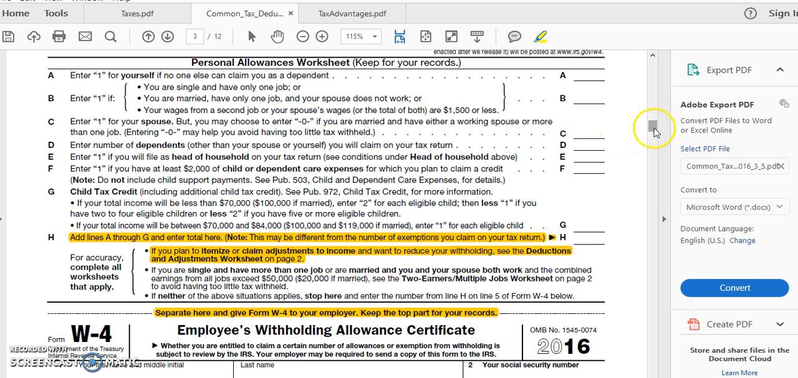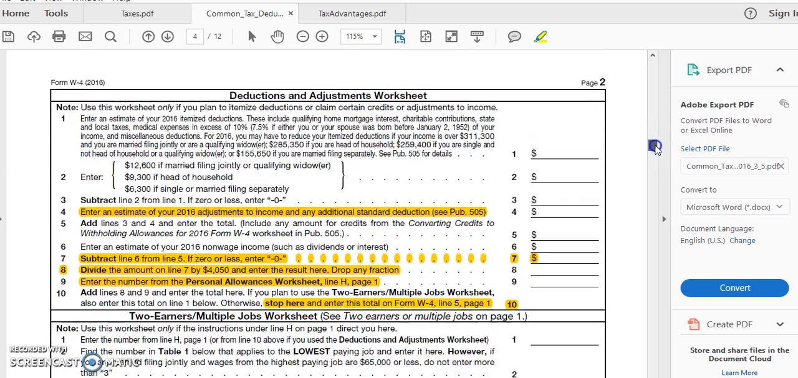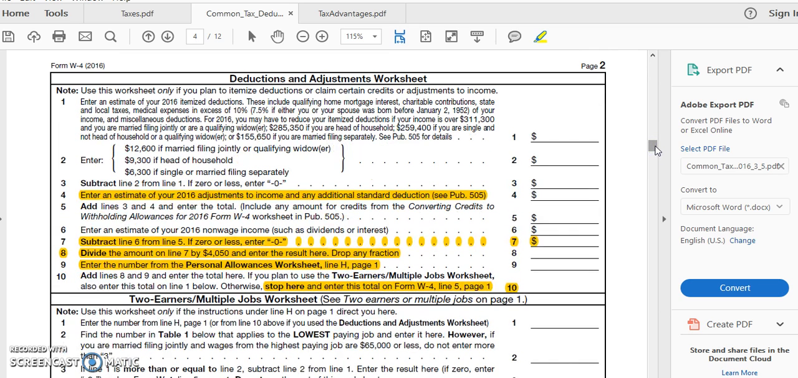So what we're going to do is go on to page 2 of the W-4. A lot of times, HR departments really don't give you much detail about page 2, but I'm going to show you now. Page 2, number 1, says enter an estimate of your 2016 itemized deductions. And it says include your home mortgage interest, charitable contributions, state and local taxes, medical expenses, and some miscellaneous deductions.